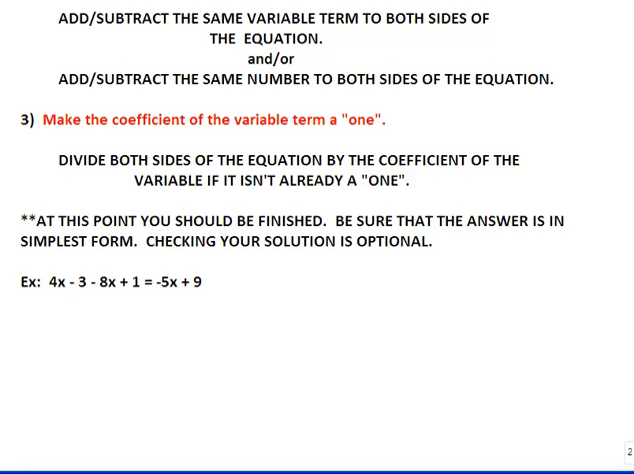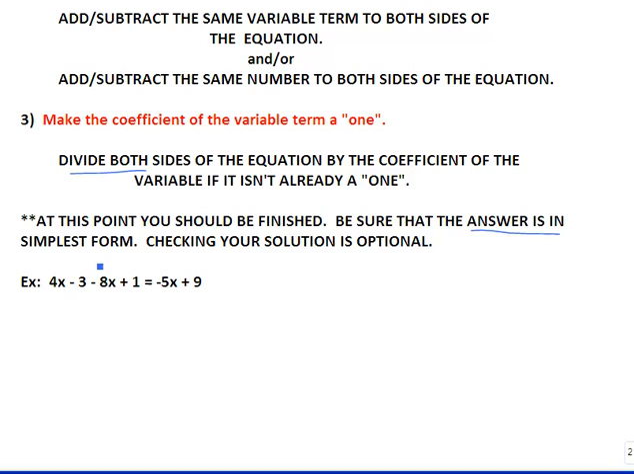Make the coefficient of the variable term a 1. So once you have your x term on one side, sometimes there's a coefficient in front of that x. To get rid of that coefficient, we're just going to divide both sides by that coefficient, and we'll have our x isolated. So at this point, you should be finished.